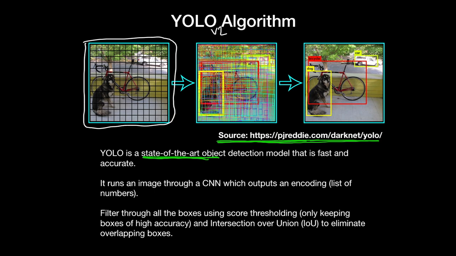The YOLO algorithm stands for "you only look once." So it's only going to look at this image one time. And what it does in that one time is it creates a grid. So we've got a grid here. See all these, my lines are really roughly drawn.